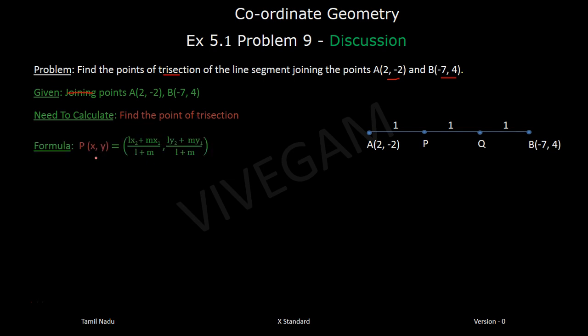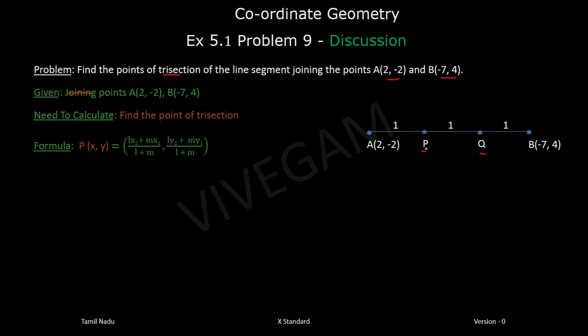The formula is the same. Section formula: P(x, y) equals (Lx2 plus Mx1) by (L plus M), and (Ly2 plus My1) by (L plus M). But the key here is that x1, y1 and x2, y2 do not change. The values of L and M will change depending on whether it is point P or point Q.